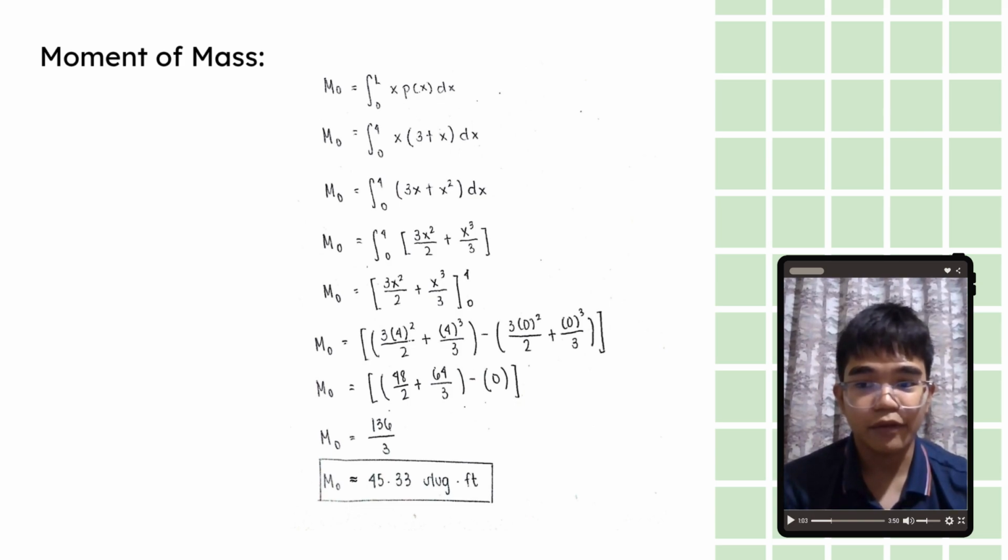Once we have the antiderivative of the function, we write it inside the bracket with the upper limit 4 and the lower limit 0 on the right side. Now we substitute in the upper limit 4 and subtract the lower limit 0. So we have 3 times 4 squared over 2 plus 4 cubed over 3 in the upper limit, minus 3 times 0 squared over 2 plus 0 cubed over 3 in the lower limit. We calculate the moment of the mass. We have 48 over 2 plus 64 over 3 minus 0, that would give us 136 over 3 slugs times feet, or approximately 45.33 slugs times feet.